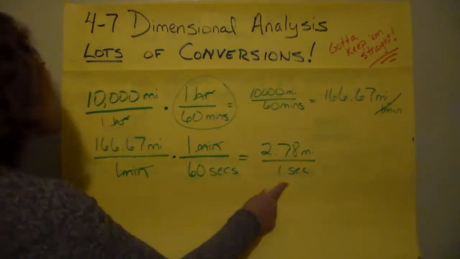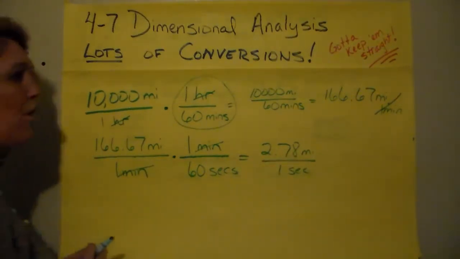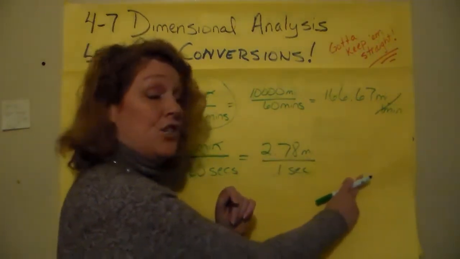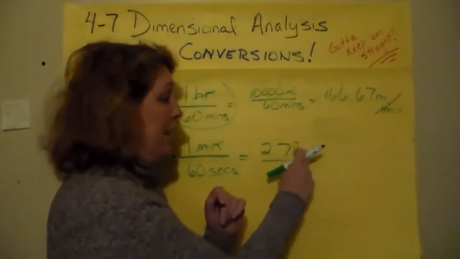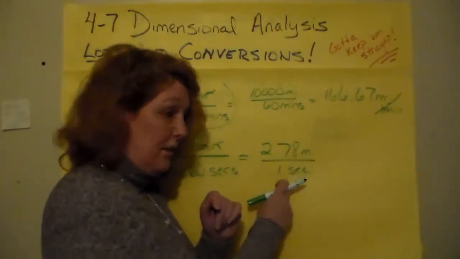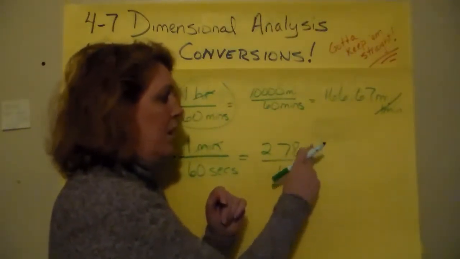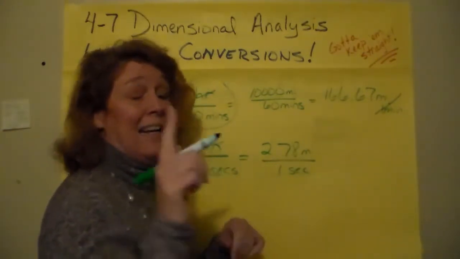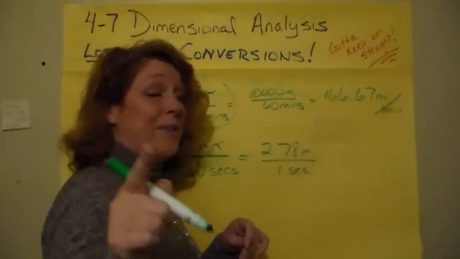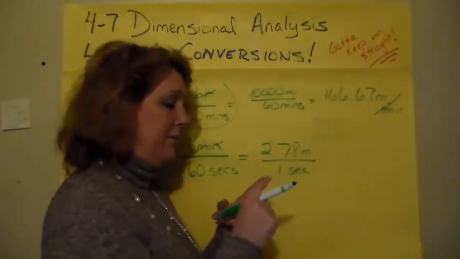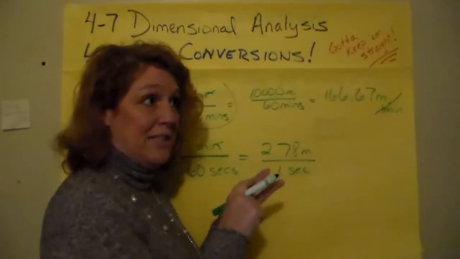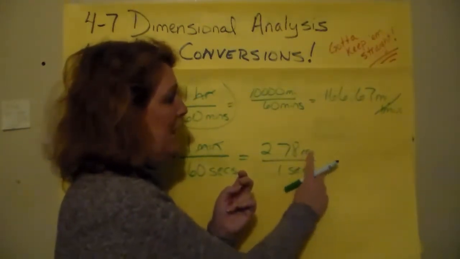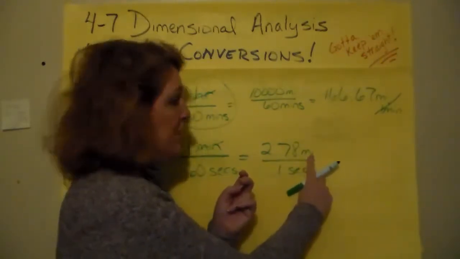Well, 2.78 miles per second. What if I wanted to change that to feet per second? Now notice, my second is going to stay the same. I want to go from miles per second to feet per second. So I'm going to change this one. Well, how many feet are in a mile? 5,280. And if you don't have that memorized, put that one on your list. So 1 mile and 5,280 feet are the same number. Which one goes on top? Well, mile, I want to get rid of mile, so mile has to go on the bottom.